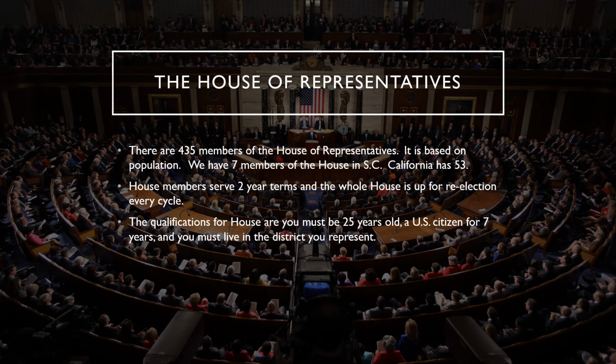House members serve 2-year terms, so they are elected every 2 years, and the whole House is up for re-election every single cycle. So in 2020, all 435 members of the House will be up for election. The qualifications for the House are that you must be at least 25 years old, a citizen for at least 7 years, and you must live in the district you represent. Again, you may have a double residency or a triple residency. You could live in Washington, you could live in another state, but you have to have a residence in the district you actually represent. So Joe Wilson, who represents my district, has a house in this district.